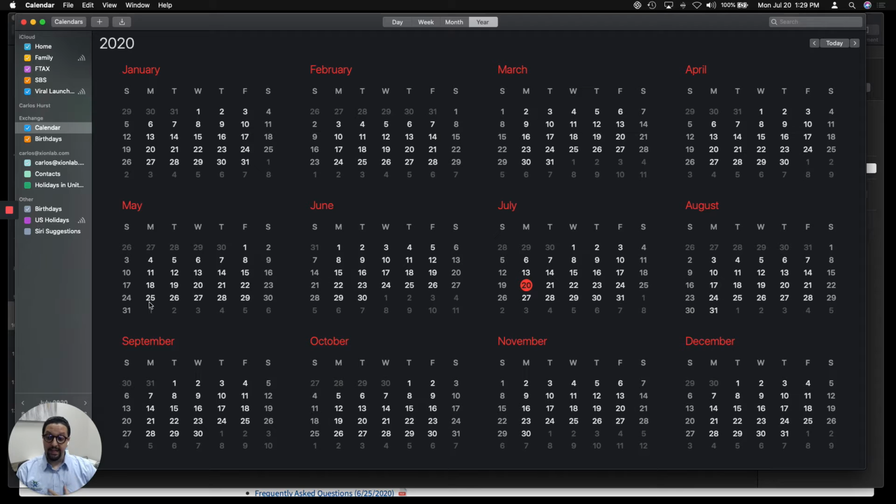But if I decide to send the PPP loan forgiveness after the covered period, then I need to count 24 weeks. So this is the 25th. So this is 1, 2, 3, 4, 5, 6, 7, 8, 9, 10, 11, 12, 13, 14, 15, 16, 17, 18, 19, 20, 21, 22, 23, 24. So November 9th is when my 24-week covered period ends.